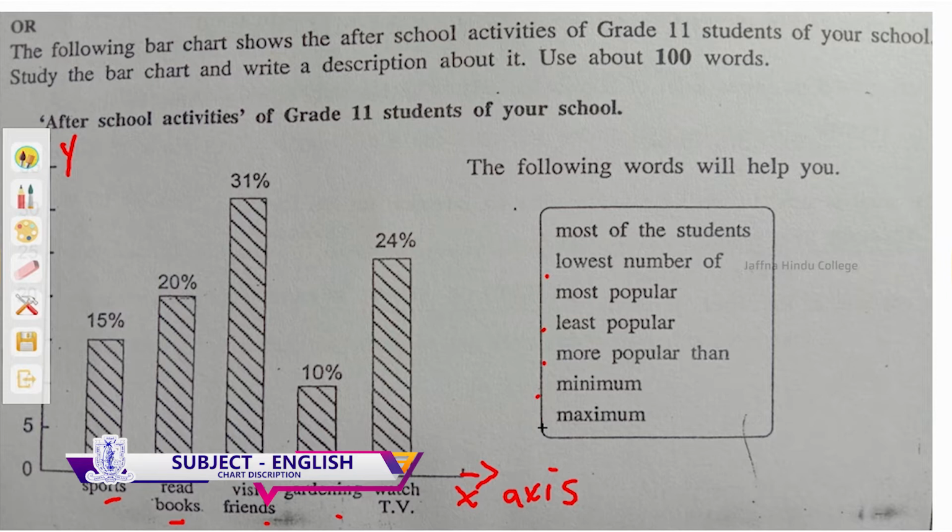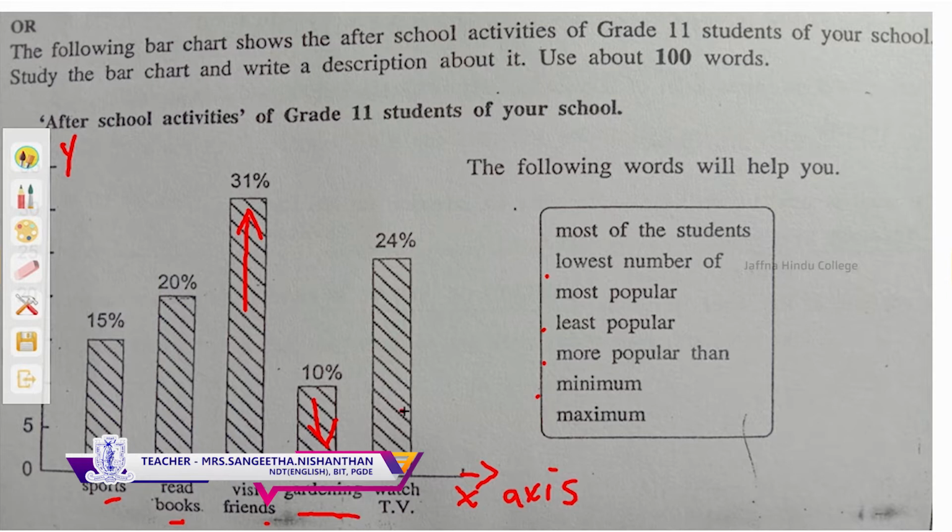What is the most popular after school activity? It is visiting friends. Most of the students, or the highest percentage of students, visit friends, and the lowest percentage of students, or minority of students, do gardening after school. There is nothing equal, so we can't say anything about an equal number.